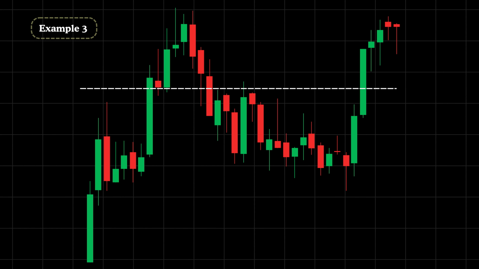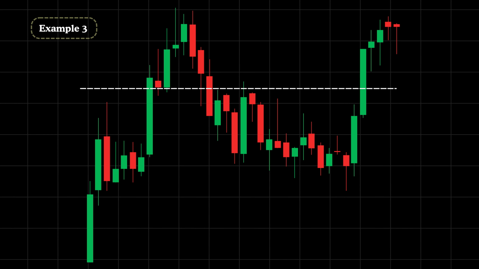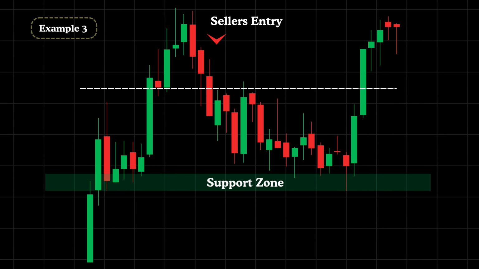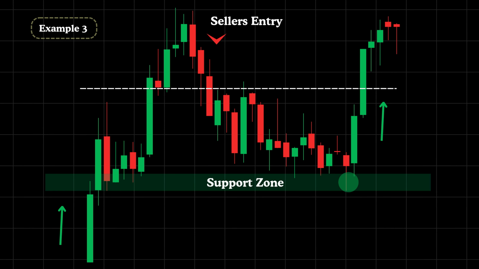Now let's look at the third example. In this case, the price rises with uptrend momentum while forming a price action structure of higher lows. After some time, however, sellers step in and reverse the price downward, creating a support area near the lower levels of the chart. As soon as the price reaches this support area, the selling pressure eases, and sellers close their trades. They lock in profits while new buyers enter at the same level, ensuring the price maintains its earlier uptrend.